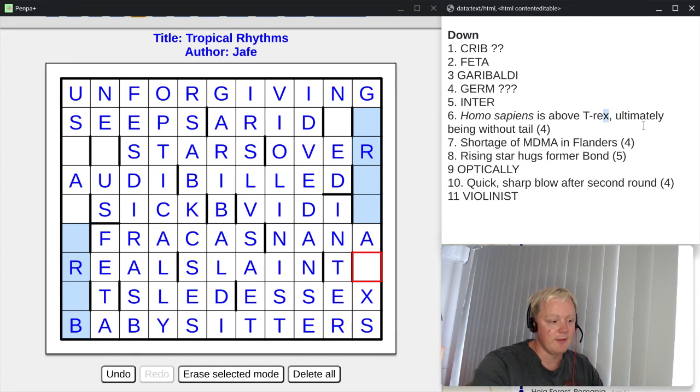X for T-Rex ultimately would give Manx, and that's a type of cat. It's also the Manx people from the Isle of Man, and there's a language called Manx as well. But here we need the cat, and that is a being without tail. So being is used as a noun there, a being without tail, because Manx cats don't have tails. So that's Manx. And now we can look at where that goes.